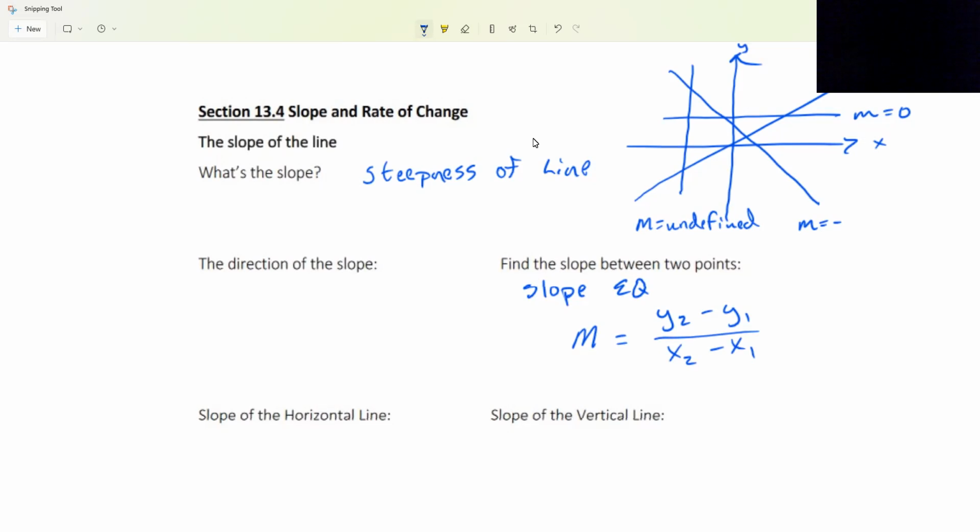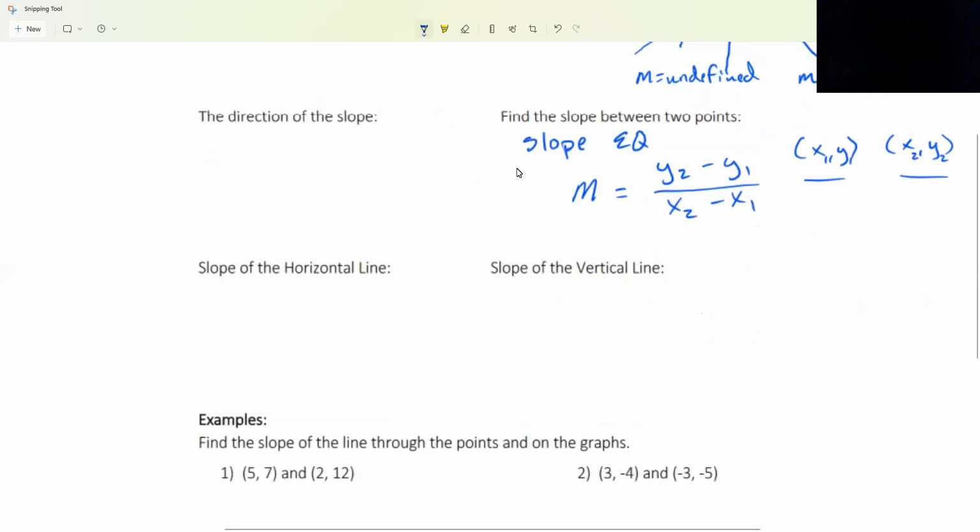When you're finding the slope between 2 points, you've got 2 points, and points consist of an x and a y coordinate. The subscripts, like this would be x1, y1, and this is x2, y2, are just saying, hey, this is point 1 and this is point 2. That's pretty much what you're talking about. We're going to get into it a bit more in just a minute.